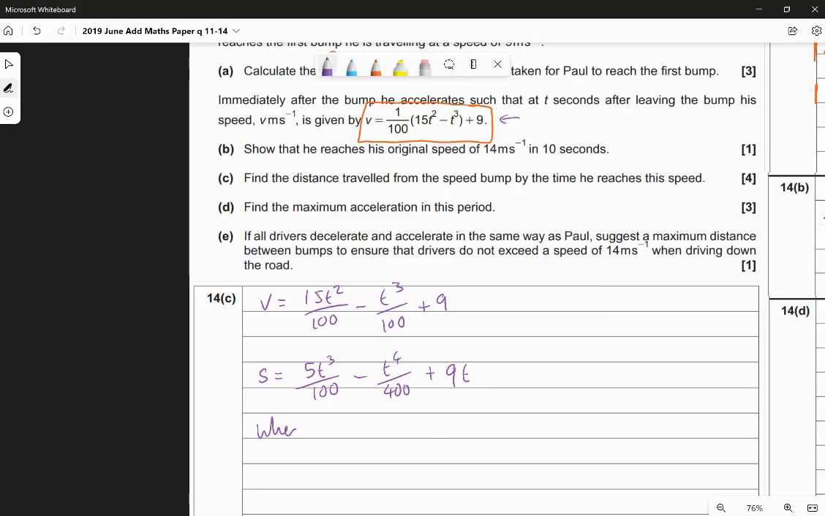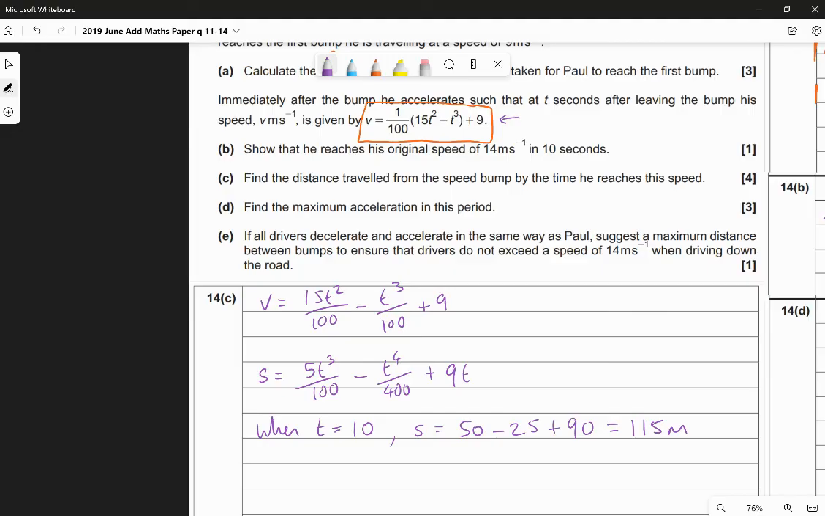And then when t is 10, my displacement will be 5 times 10 cubed over 100. So 5 times 10 cubed is 5,000, divided by 100 is 50, minus 10 to the power of 4, so 10,000 divided by 400, which is 25, and then plus 9 times 10, which is 90, which is 115 meters. So that's how far I have traveled between the speed bump and the time I get back up to the speed of 14 meters per second.